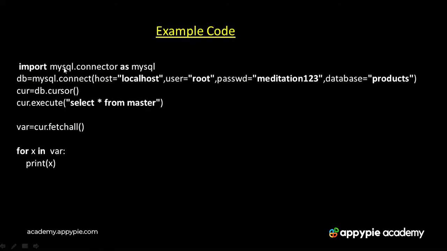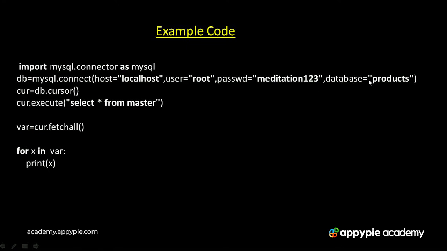The first thing I have done is I have imported mysql.connector and given it alias name mysql. Then I have written db. db is nothing else but this is connection object. This name could be anything. mysql.connect. The first argument is host is equal to localhost because we are going to work locally. User is equal to root. Password is equal to this. These are the username and passwords of MySQL server.